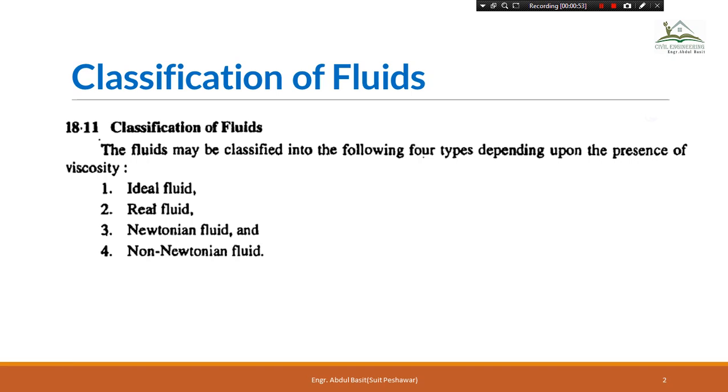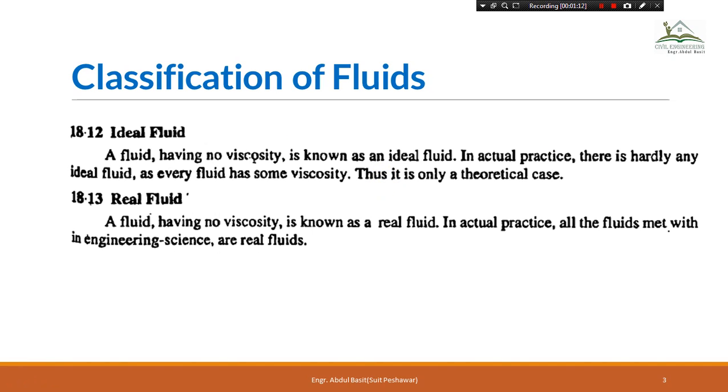So basically we are going to discuss these four types of fluids: ideal fluids, Newtonian fluids, non-Newtonian fluids, and real fluids. The fluids can be classified into four types depending upon the presence of viscosity. First of all, ideal fluids. The definition says a fluid having no viscosity.